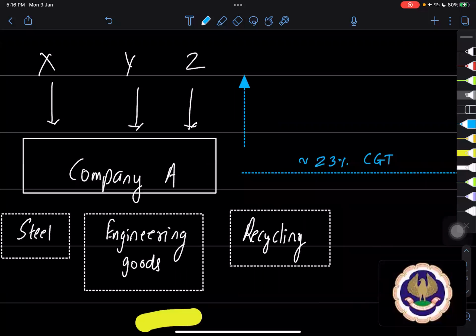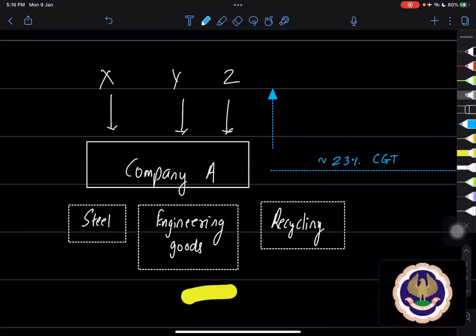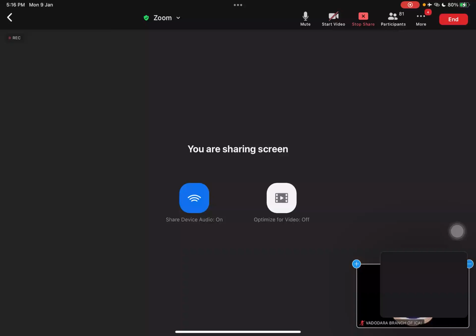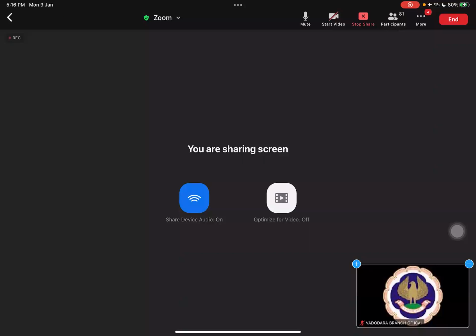Yes, sir. Okay. So as we discussed, one is a capital gains tax, and the other is because the money is going to come to the company, there is going to be a dividend tax, right? Any idea what the dividend tax rate is? Anyone want to attempt to tell me what the dividend tax is?